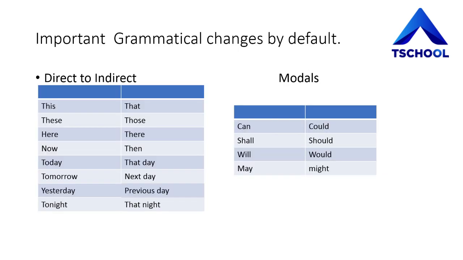Let us look at some important grammatical changes by default. While changing a sentence from direct to indirect, we need to learn, or we need to mug it up, these things. This changes to that, these changes to those, here changes to there, now changes to then, today changes to that day, tomorrow to next day, yesterday to previous day, tonight to that night. Few modals that you need to learn by heart. Can changes to could, shall changes to should, will changes to would, and may changes to might. By applying this rule, we make changes from direct to indirect.